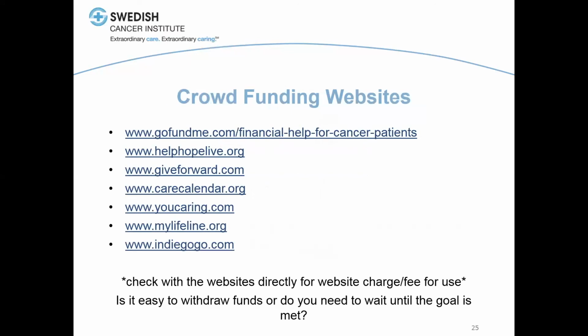And there are some people who have also elected to do some crowdfunding through some of these websites listed. Before you actually sign up with these websites, please make sure to figure out what the charge or fee for use will be. It's also really important to figure out if it's easy to withdraw funds or if you actually need to wait until the goal is met. I have heard from some patients that there are some crowdfunding websites that are a little bit easier to access in terms of withdrawing funds than others, and it's up to you which one you're comfortable with.